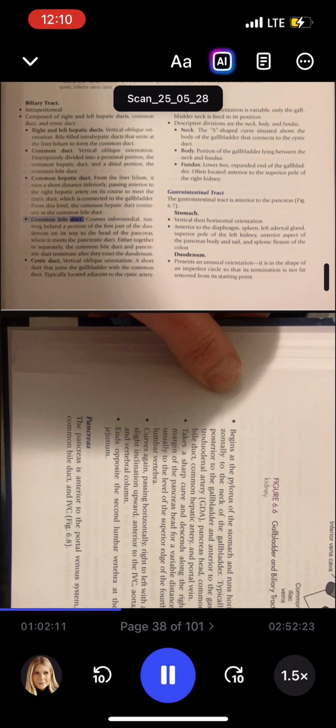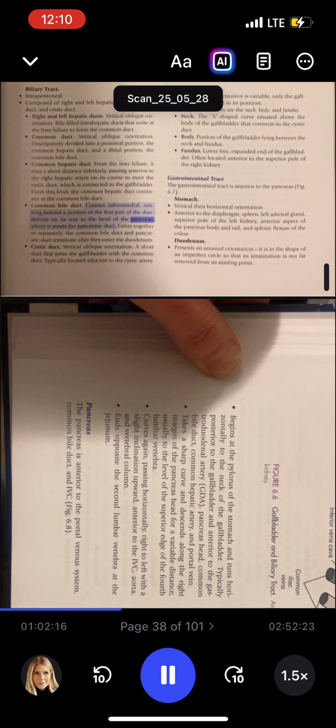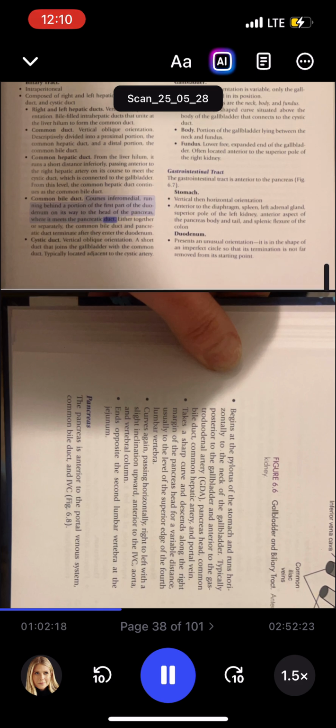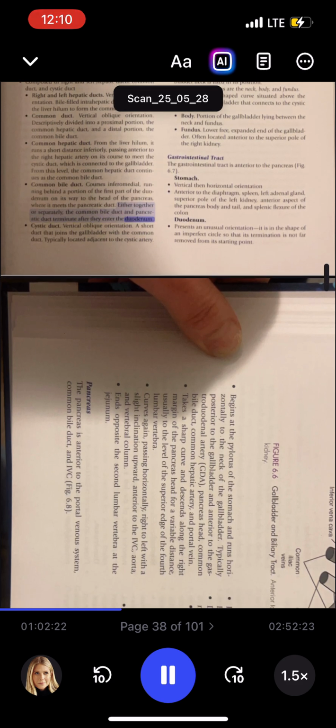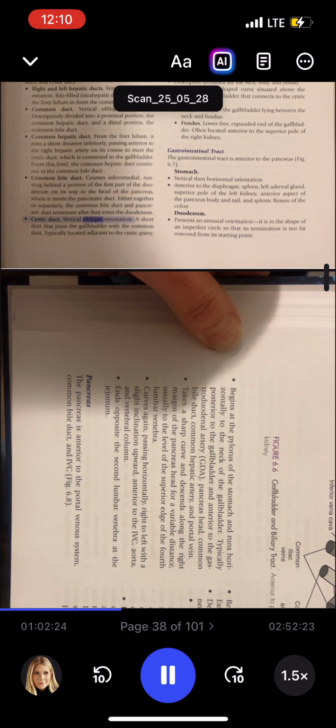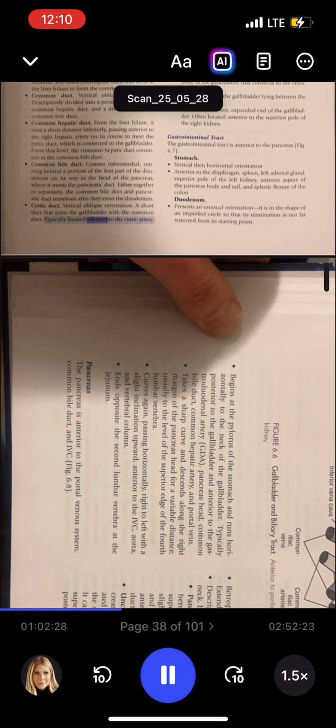Common bile duct. Courses inferomedially, running behind a portion of the first part of the duodenum on its way to the head of the pancreas, where it meets the pancreatic duct. Either together or separately, the common bile duct and pancreatic duct terminate after they enter the duodenum. Cystic duct, vertical oblique orientation. A short duct that joins the gallbladder with the common duct, typically located adjacent to the cystic artery.